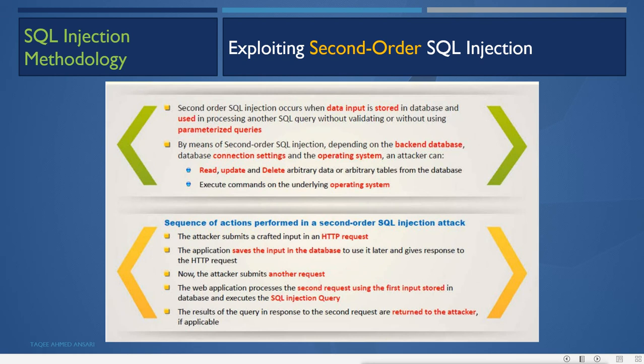So the attacker first crafts the request. In that request it will input the query into the database first, and it will save it in the database and in the application. Then the second query will be set to run the previous one, and then it will return whatever it gets to the attacker.